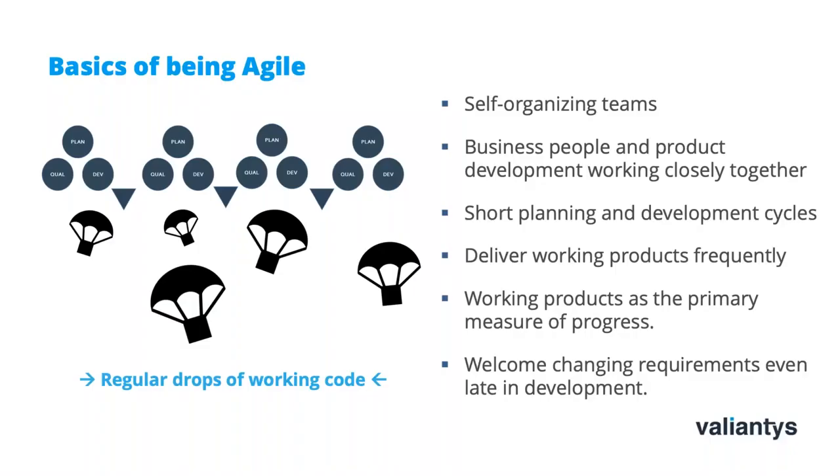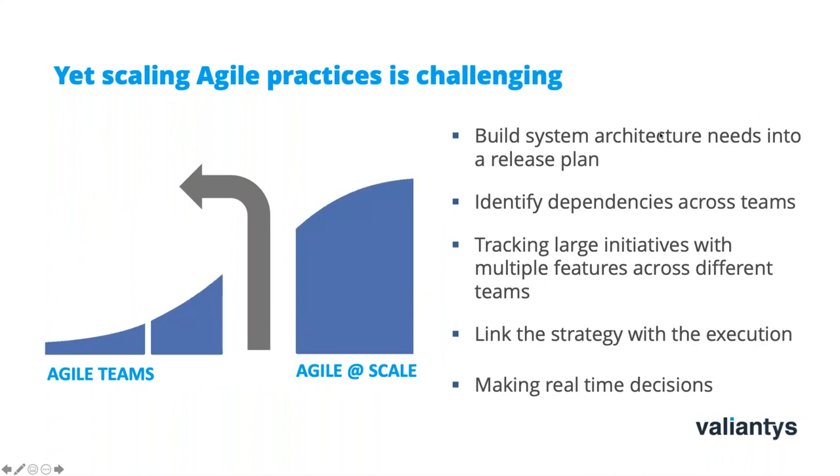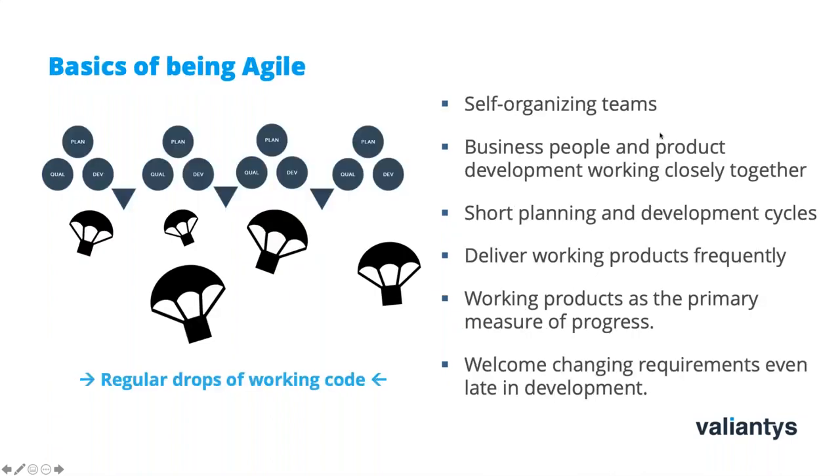Okay, so the basics of Agile software development are quite simple. We have self-organizing teams, business people, and product development working closely together on common goals, with short planning and development cycles to promote quick feedback, learning, and continual improvement. It delivers working products frequently, uses working products as the primary measure of progress, and welcomes changing environments and requirements even late in development.